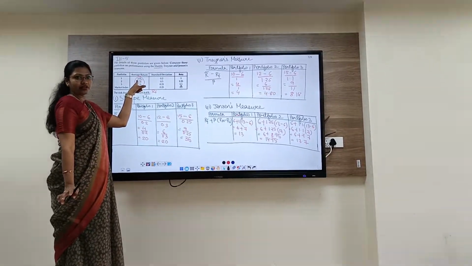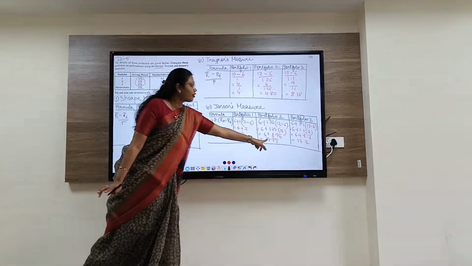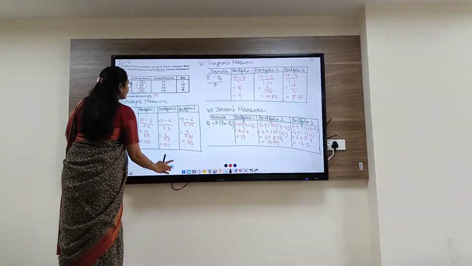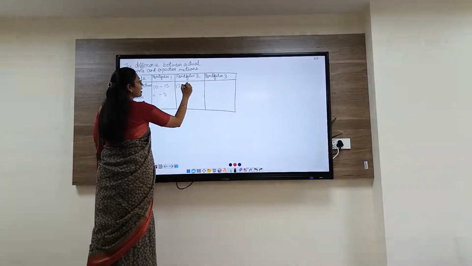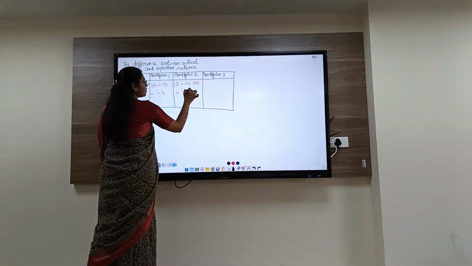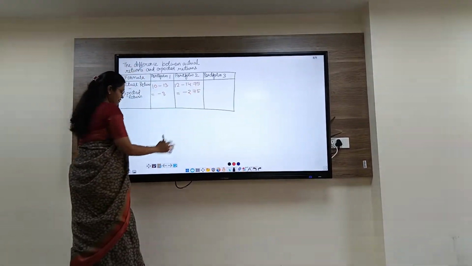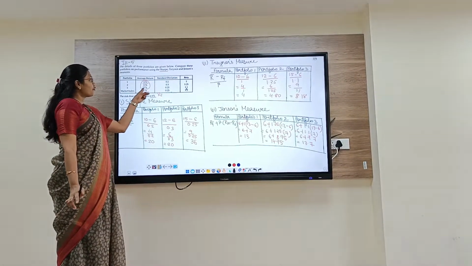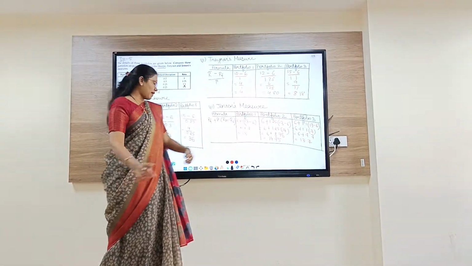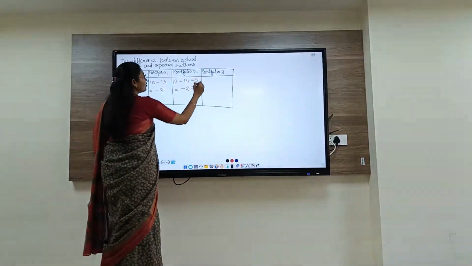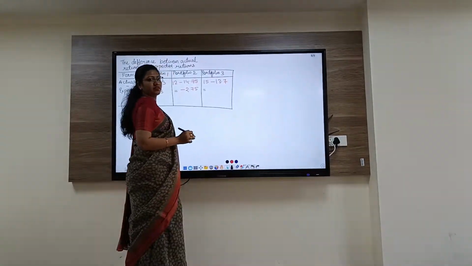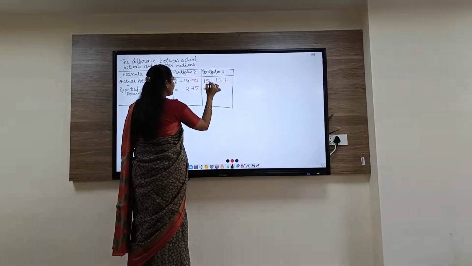For the second, 12 is the actual one and 14.75 is the expected one. 12 minus 14.75 will be equal to minus 2.75. Same way for the third portfolio. 15 is the actual return and 13.7 is the expected one. 15 minus 13.7 is 1.3.